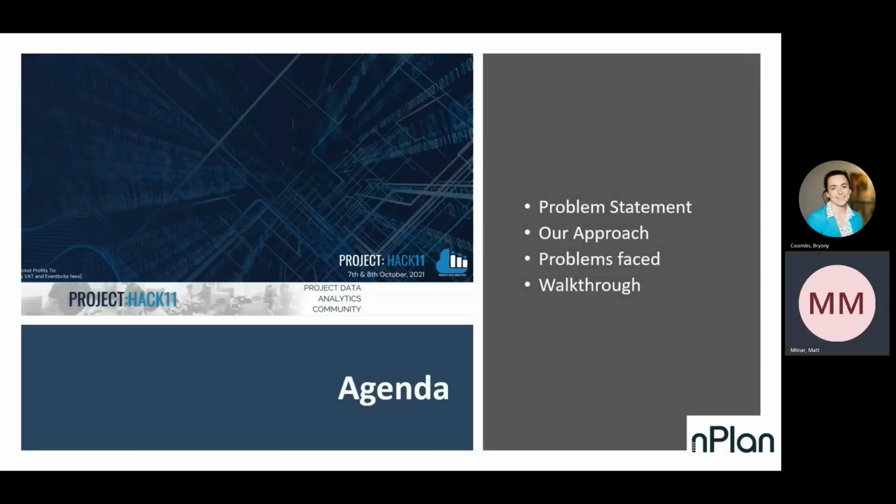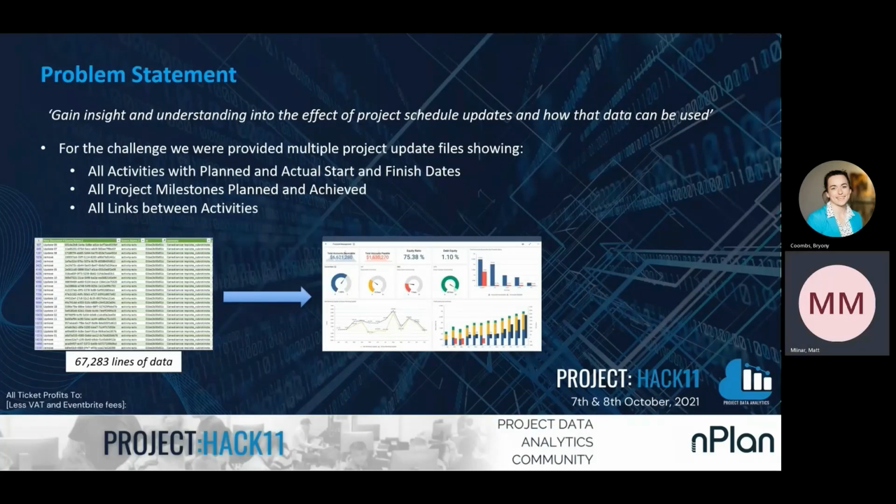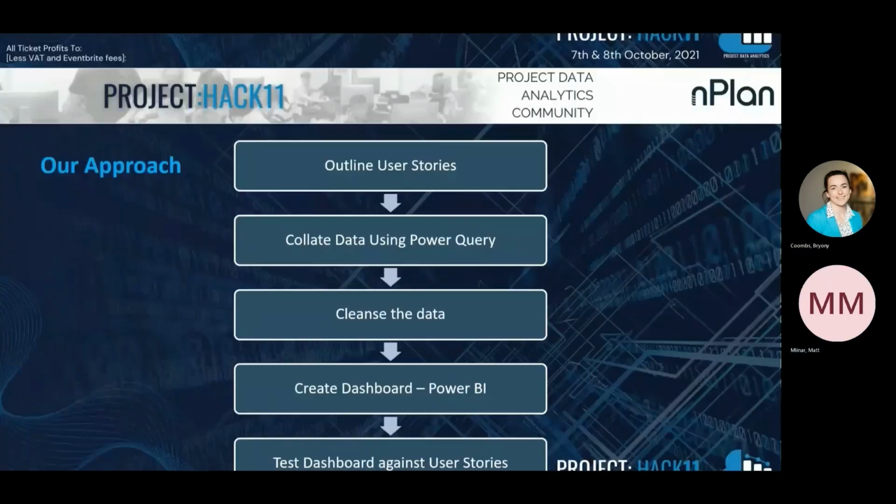We're going to cover today our problem statement, our approach to addressing this problem space, and a walkthrough of our dashboard. So firstly, our problem statement. We were looking to gain insight and understanding into the effects of project schedule updates and how that data can be used. We were provided with multiple project update files showing activities, milestones, and links between activities. And in total, we had over 67,000 lines of data to turn into easy to use dashboards.